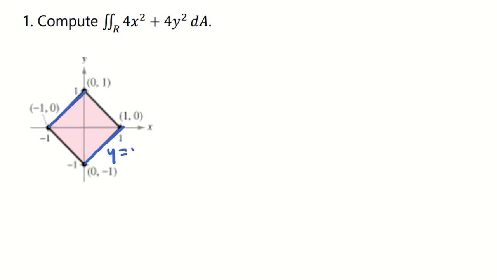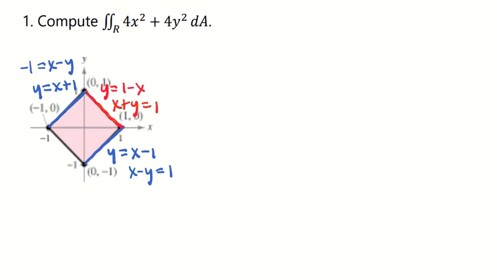This is y equals x minus 1, and this is y equals x plus 1. I'm going to say that this is x minus y equals negative 1, and x minus y equals positive 1. Then over here, this line is y equals 1 minus x, which I could work around to say x plus y equals 1. And then over here, this is y equals negative 1 minus x, and I could add x to both sides and say x plus y equals negative 1.